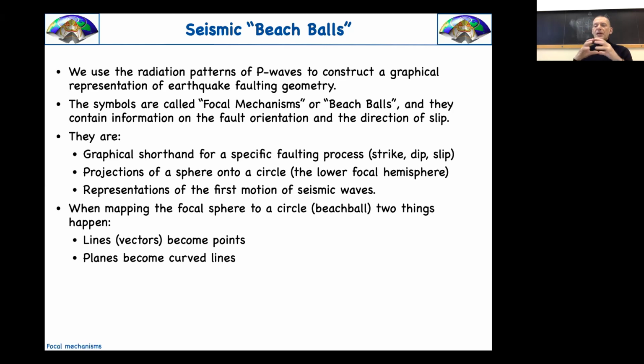It's just to represent this 3D radiation pattern in a 2D picture. And thus, the passage is to use a projection. And the projection, what is it going to do? Well, a plane will become a line. A line will become a point. And lines could be, for example, the ray paths of the waves that are leaving the source.